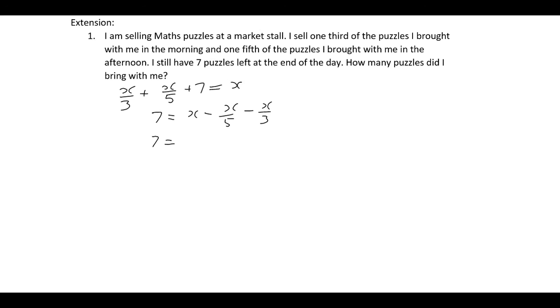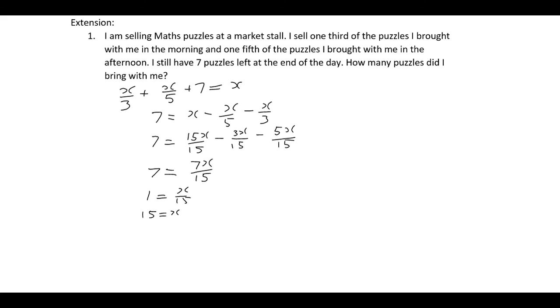This x is x over 1, so it becomes 15x over 15 minus the over 5 times by 3, so I get 3x over 15, and the over 3 times by 5, so I get minus 5x over 15. Okay, now I'm going to combine these fractions on the right hand side, and I get 7 equals 7x over 15. I can see that I can divide both sides by 7. 1 equals x over 15, and I'm going to times by 15.